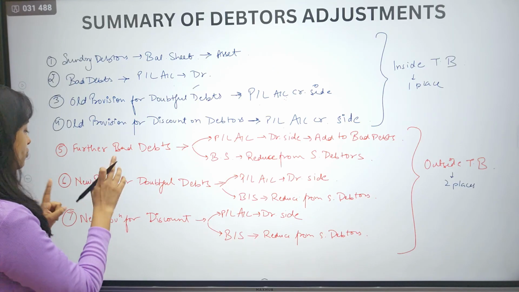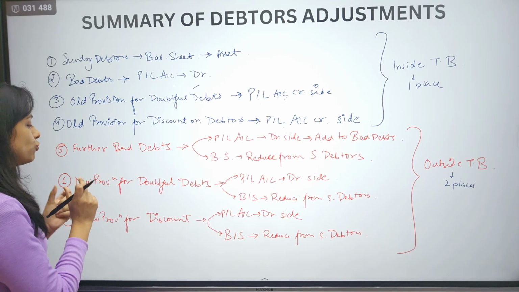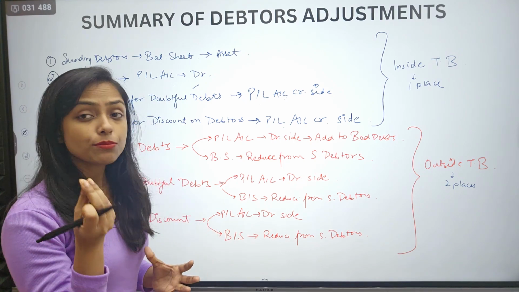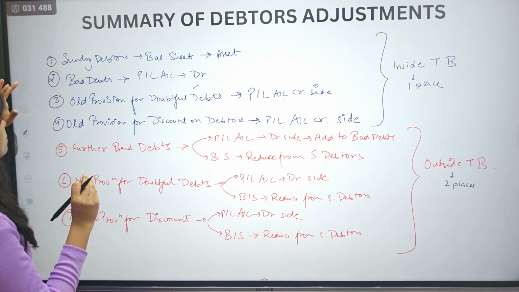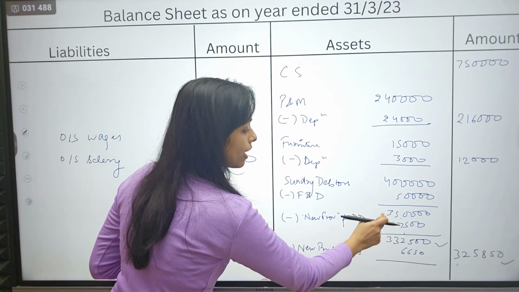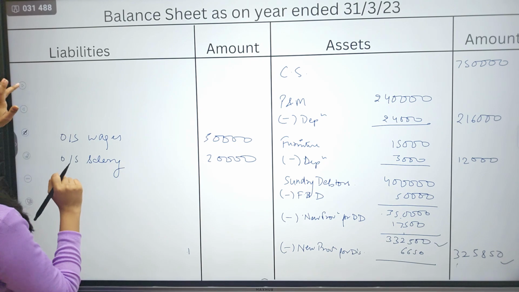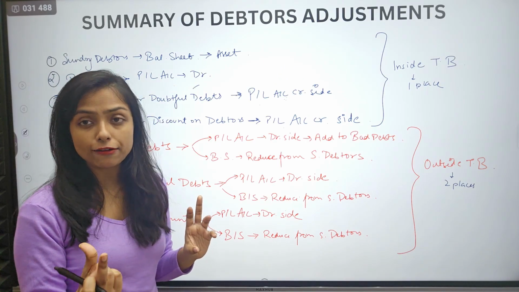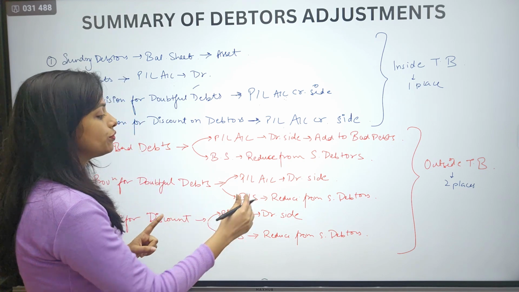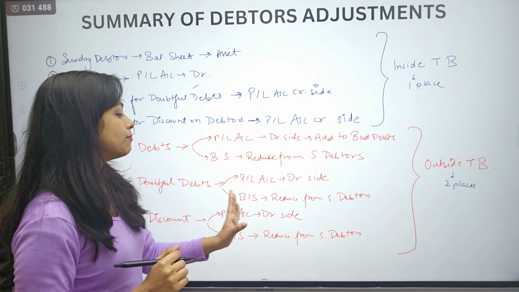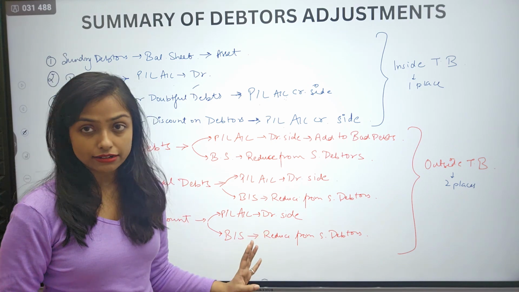Second, what are we going to do? Find if you have to create any new provision for doubtful debts. You have to find the percentage and create it on the amount that you have got after reducing further bad debts. Once you found out the value, how much new provision you have to create, where are you going to create it? P&L account's debit side. First write it off there. Then in the balance sheet, reduce it from the sundry debtors.